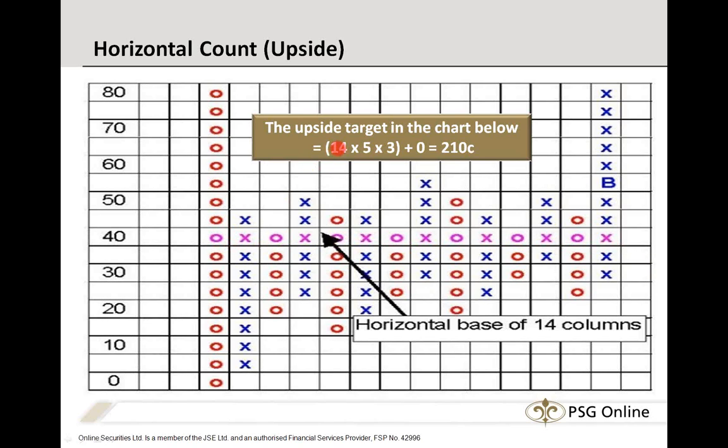Now I take that, multiplied by the box size. In this situation, you can see the box size, each box represents 5 cents. Multiplied by the reversal. So 14 times 5 times 3. Then you add whatever that resultant number is to the lowest point in this calculation. So you'll add it in this situation to the 0. Obviously, this might have been a new listing, whatever the case might be. So we've got a possible target of 2.10. That's the theory behind it.